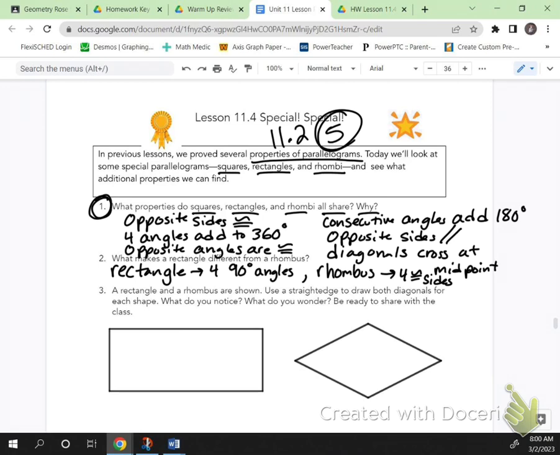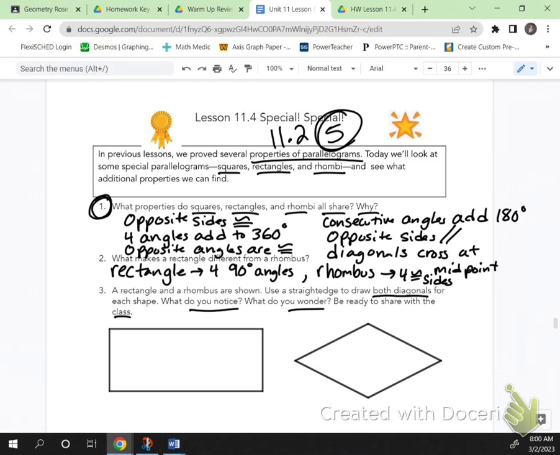All right. Now we're getting to the drawing part where you need your ruler. A rectangle and rhombus are shown. Use a straight edge to draw both diagonals for each shape. What do you notice? What do you wonder? Be ready to share with the class. So again, you're going to draw on the diagonals. Start thinking about the angles. Start thinking about the relationships. Start thinking about the shapes you create inside.